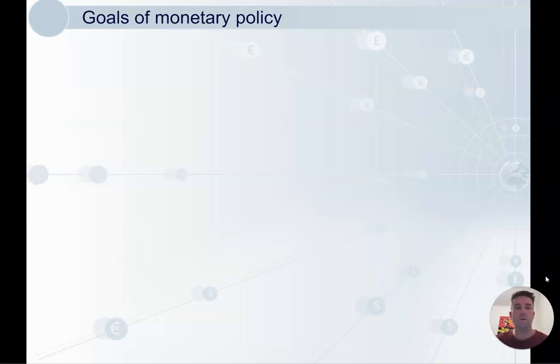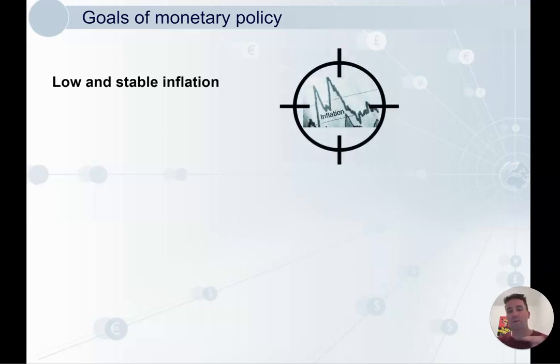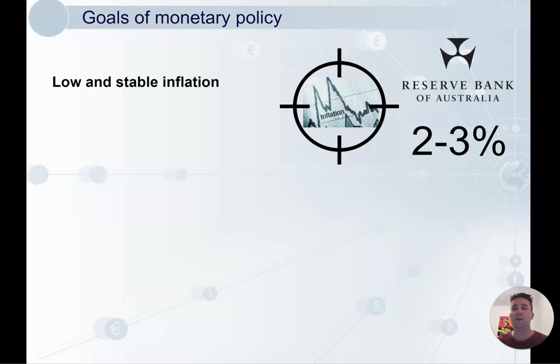What are the goals of monetary policy? So firstly, we want low and stable inflation. That is the number one goal that they're trying to achieve. So we do this thing called inflation targeting. So you can see inflation in the target. And in Australia, our inflation target is to have inflation between 2 and 3%.